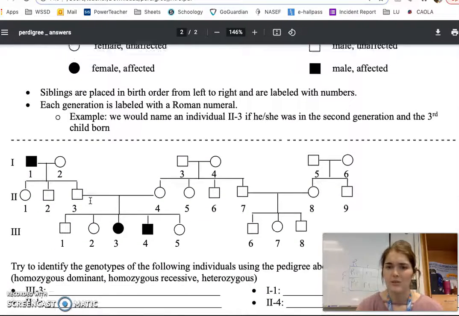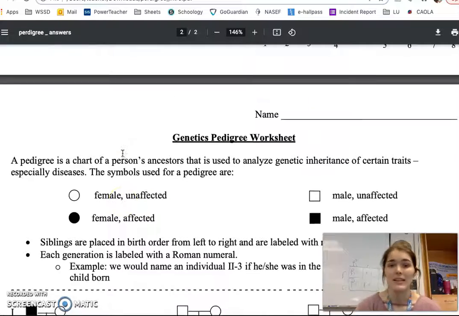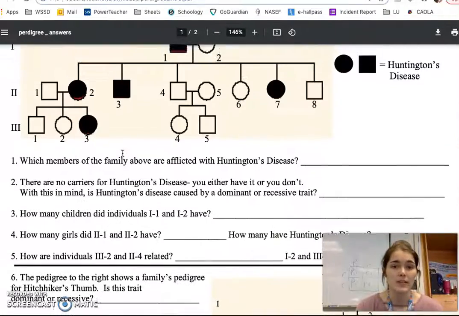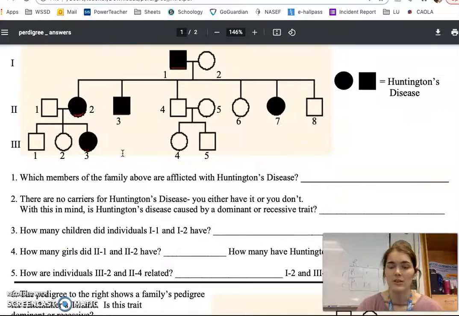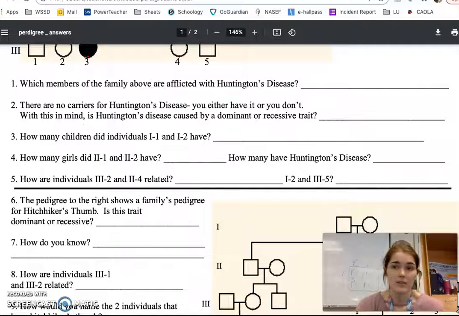Okay. So do your best. At the end of class, you will have access to the answer key. So do your best. Try to figure out this pedigree situation. And then, yeah, turn it in.